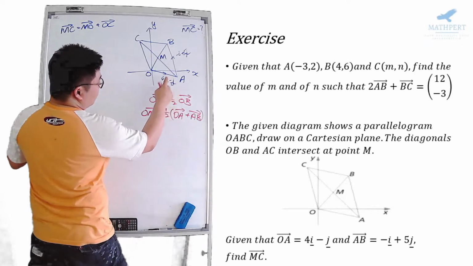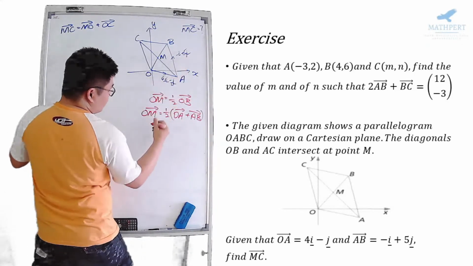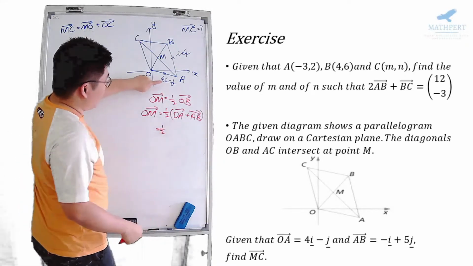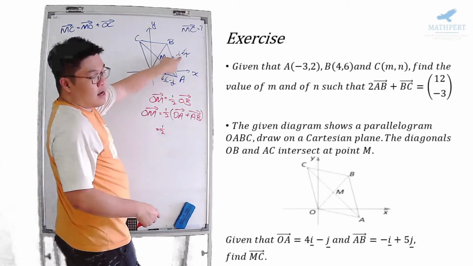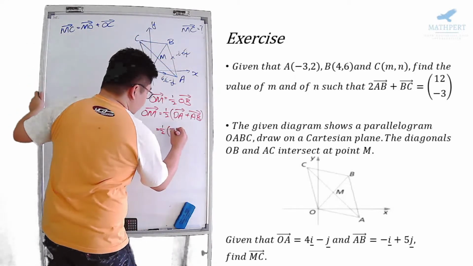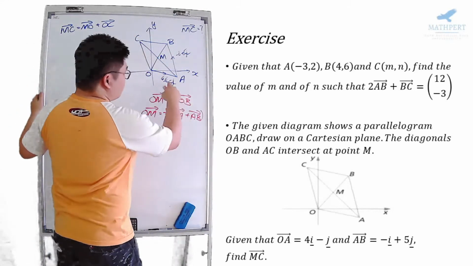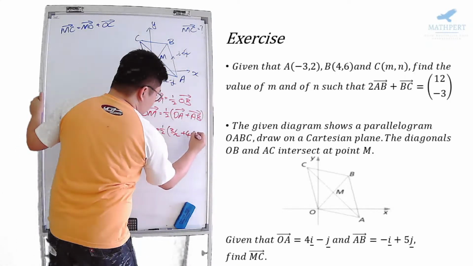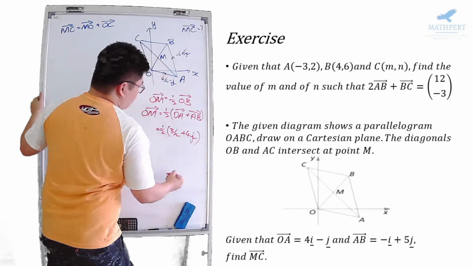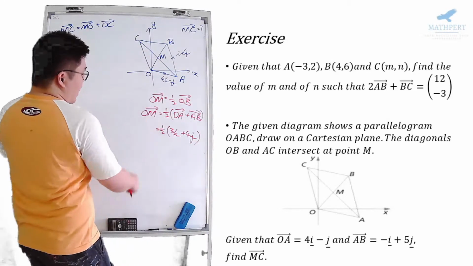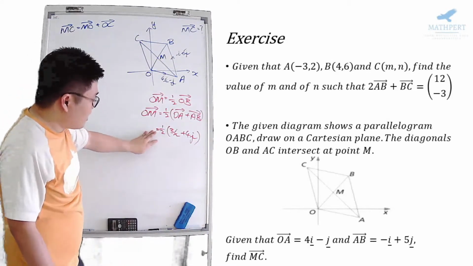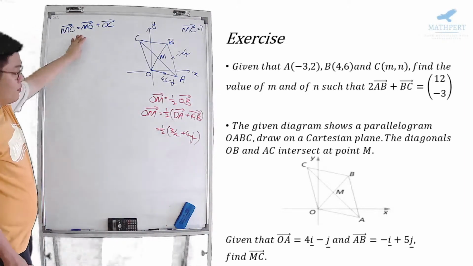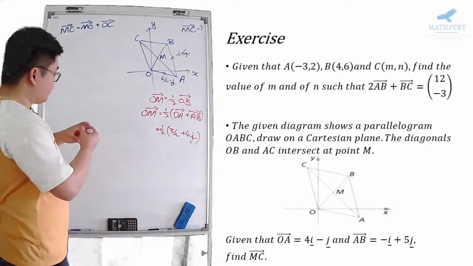Okay, we have OA, we have AB. So this is equal to half of OA plus AB. Let's look at i: 4 minus 1, I get 3i. Minus j plus 5, I get plus 4j. Alright, so OM will be equal to half multiplied by 3i plus 4j. So MO will be the negative of this one.